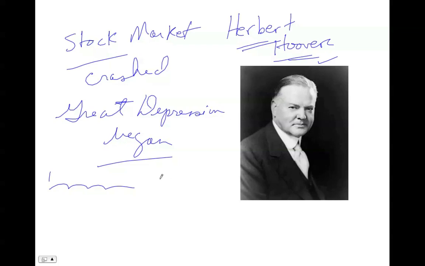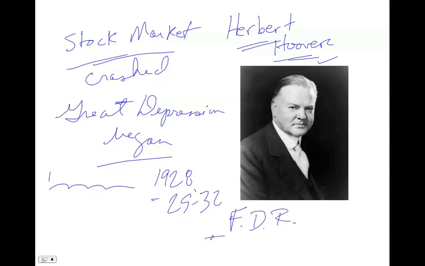Some people say that he should have done a lot more once the stock market crashed, but nonetheless, that's a matter of debate. Hoover was president from 1928. Again, I should say 29 is when he was inaugurated, until 1932. He was not reelected. In fact, Franklin Delano Roosevelt, sometimes known as FDR, was elected, and we'll talk about him later. Now, what was up with the stock market crash?